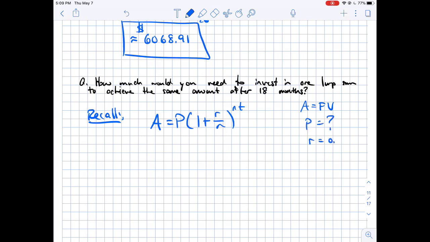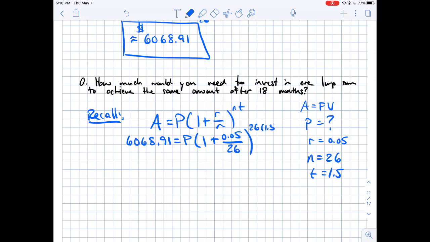We know R is going to be our 5%, so R is 0.05. And we have N is 26. And T is 1.5. So we can plug that all in. We have our $6,068 that we want to have at the end. We want to know what is going to be P. And we have our R, our N, and our N times T. So we plug all of those in here and we could solve for P.